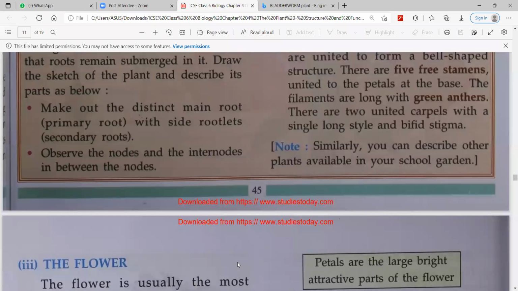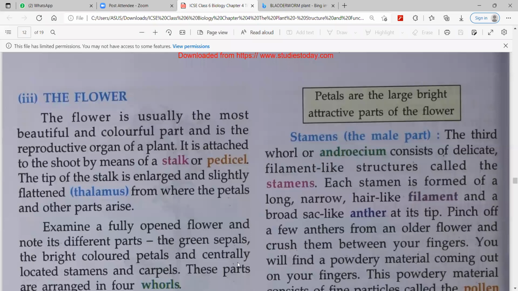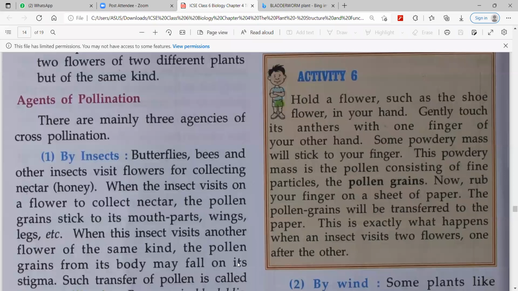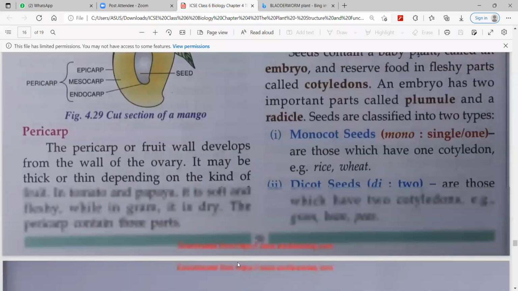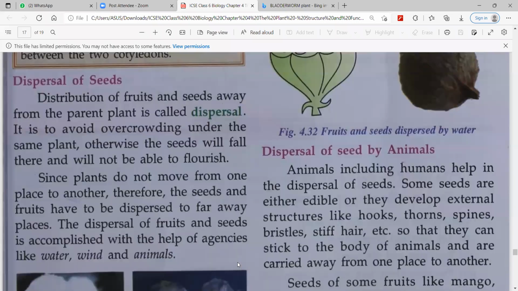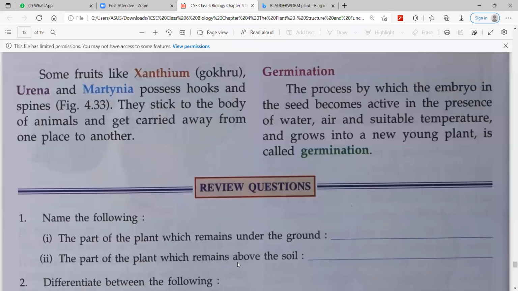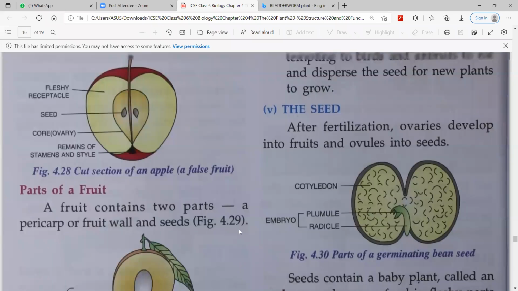The next portion is the flower, which we have studied earlier. So I guess the whole chapter is somewhat completed. The dispersal of seeds is remaining. We will do it in the next class and then the whole chapter will be completed.